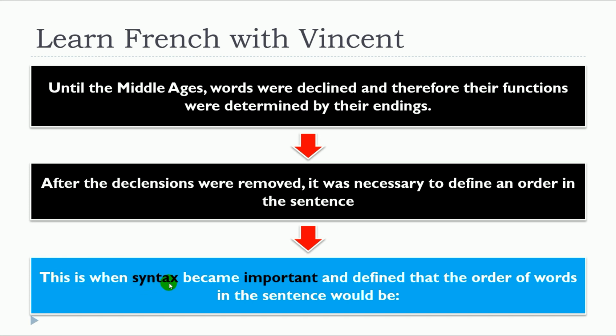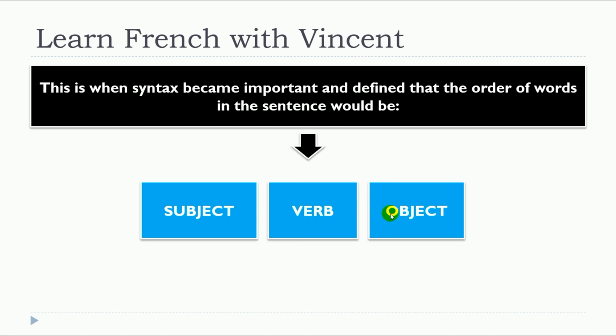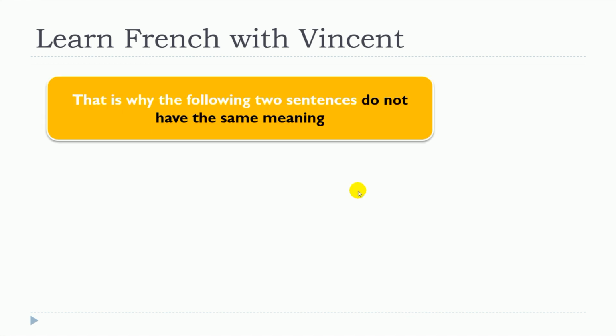This is when syntax became important and defined that the order of words in the sentence would be subject, verb, and object. So remember that when we're talking about object, in that case, we are talking about grammatical object. So that is why the following two sentences do not have the same meaning.